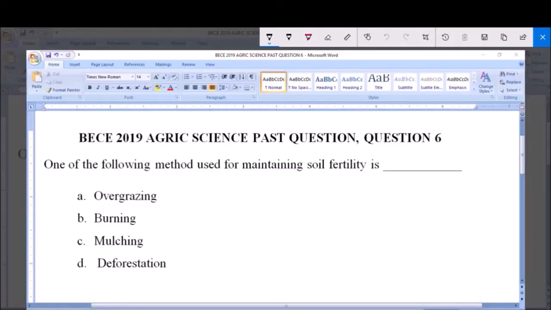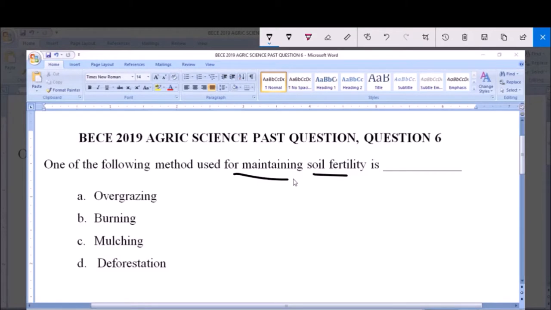Good day and welcome. Today we're going to be dealing with BECE 2019 Agric Science Past Question, Question 6. One of the following methods used for maintaining soil fertility is dash. A. Overgrazing. B. Burning. C. Mulching. And D. Deforestation. So we have to pick one of the following options which is used for maintaining soil fertility.